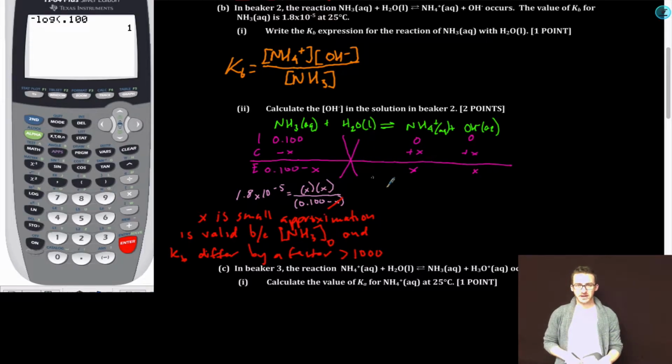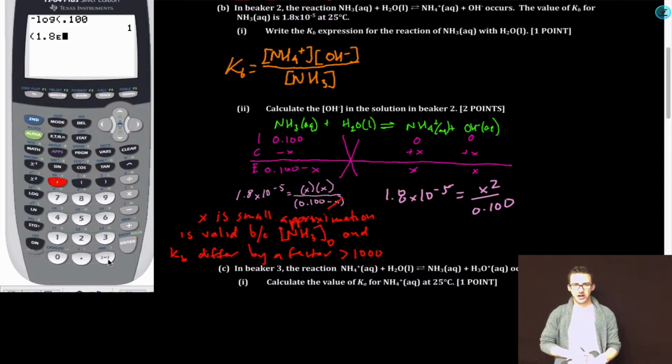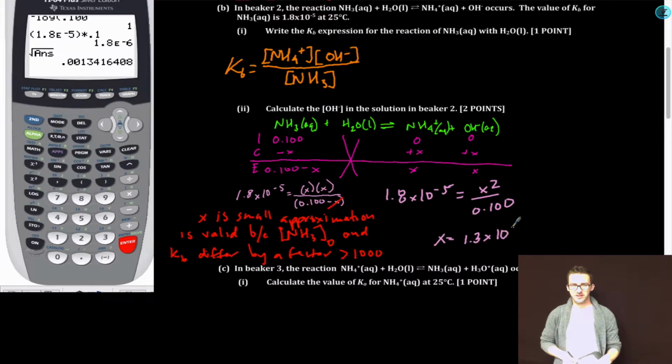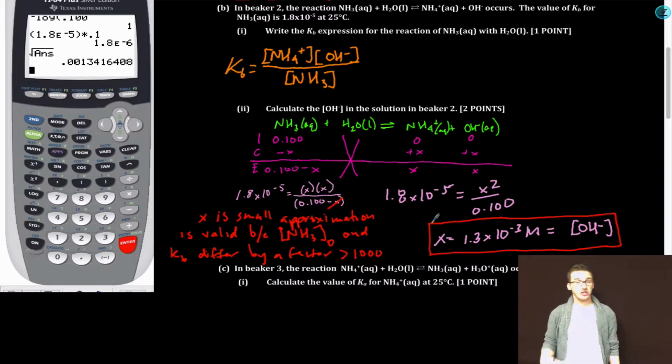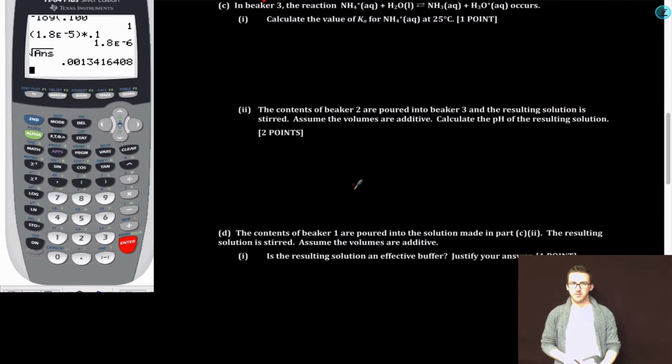That simplifies our Kb expression to 1.8 times 10 to the minus 5 equals x squared over 0.100. Calculator. Parentheses 1.8 second e negative 5 close parentheses times 0.1 enter second square root second answer. X equals 1.3 times 10 to the minus 3 molar. That is my hydroxide ion concentration. Now, this is worth 2 points. You get 1 point for the correct setup, indicating that X is small approximation, and 1 point for the correct answer with units.